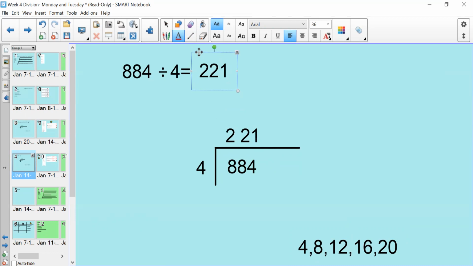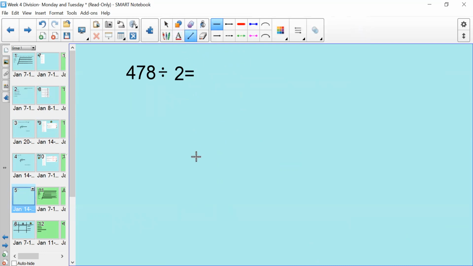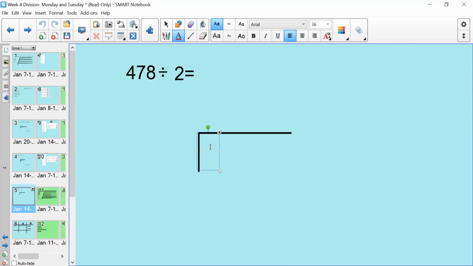And again, this example did not need any regrouping. It went in perfectly equally. Okay, let's try this one. So pause the video and have a go at this question. Okay, well done. So our bus stop, 478 divided by 2.